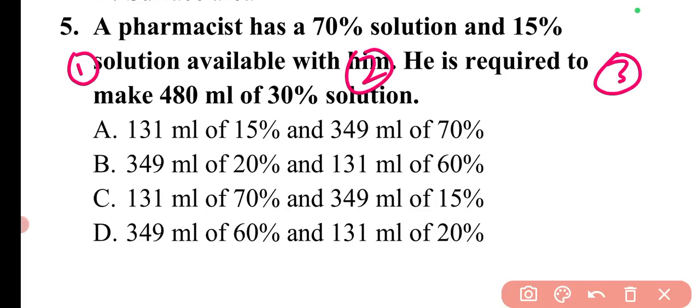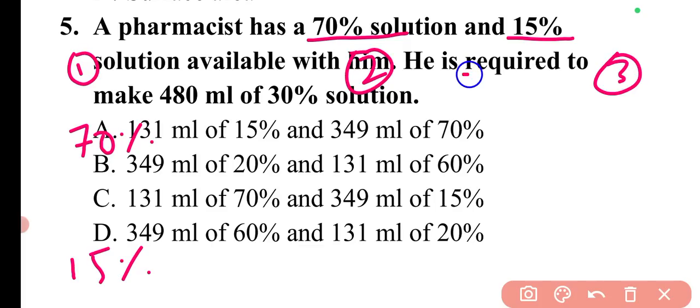So what is the percentage given? We can see in the question 70% solution and 15% solution. These two values are given, so I will write them in 2 rows. One is 70%, the other is 15%. Then in the second column we will write the percentage required. He is required to make 480 ml of 30% solution, so the percentage required is 30%.